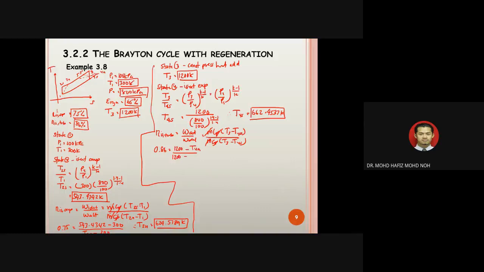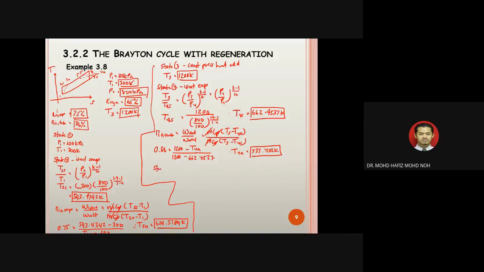T4s actually is equal to 662.4537. So from here you will get the value of T4 actual, which in this case is 737.7102. So theoretically, the T4 actual will be higher than T4 ideal. This can also be proven on the T-S diagram. Right, so now we go for state 5.